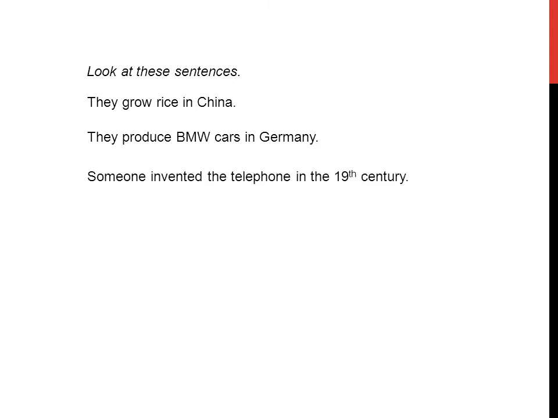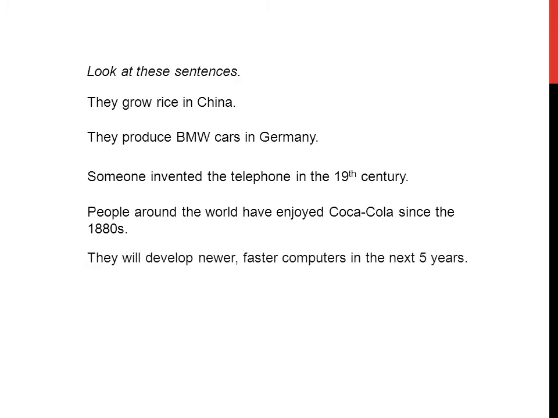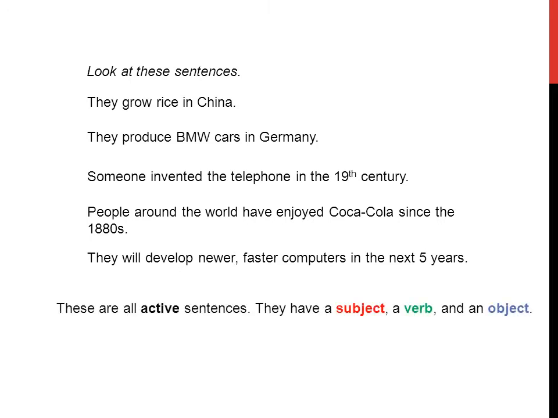Right, well, have a look at these sentences first of all. What can you tell me about them? They grow rice in China. They produce BMW cars in Germany. Someone invented the telephone in the 19th century. People around the world have enjoyed Coca-Cola since the 1880s. They will develop newer, faster computers in the next 5 years. That's right, they're all active sentences.